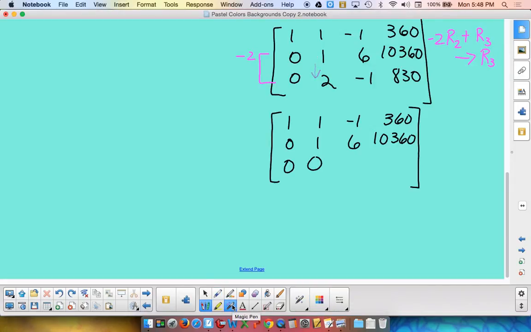If I now do the same thing here, if I take 6 times -2 and then add it to row 3, -12 plus 1 is going to be -13. Okay, that's a little bit of a scary number, but hopefully this will turn out decent. And then last but not least, if I take 10,360 times -2 and I add it to 830, that one's not going to be quite so nice. Actually, that's going to be -20,720 plus 830, which is negative 19,890. And you're thinking, oh dear, I've screwed it up.